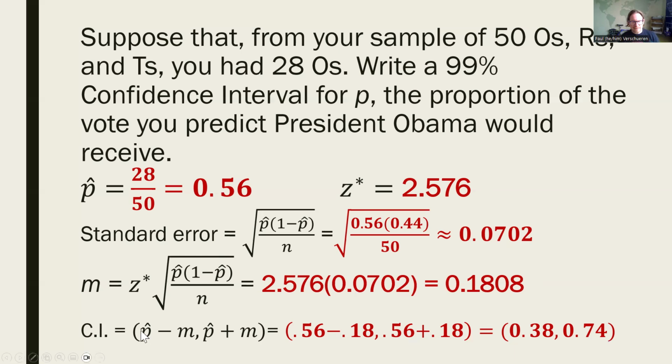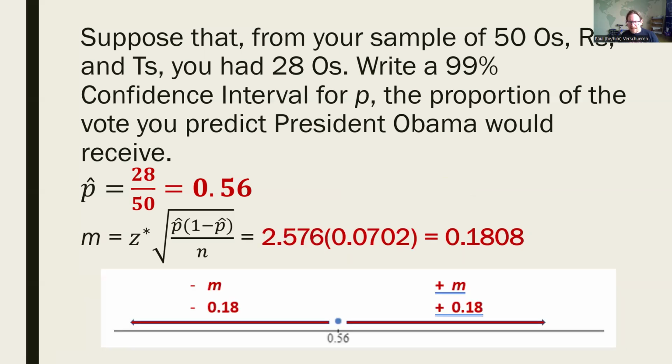So this last line, I wish it weren't being blocked right now. Wait for that thing to pop back down. This last line, it says confidence interval would be from 56% minus 18% to 56% plus 18%. In other words, we would expect the actual Obama vote to be somewhere between 0.38 and 0.74.